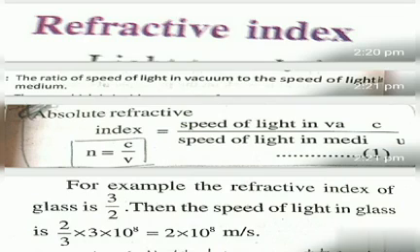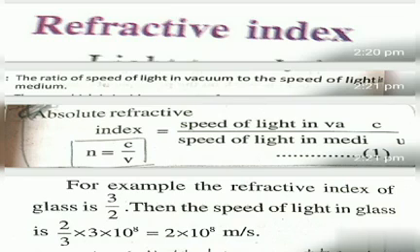So we know that refractive index is denoted by n. n equals c by v. Okay, so we can write refractive index n equals c by v, where n is the refractive index, c is the speed of light in vacuum, and v is the speed of light in the medium.